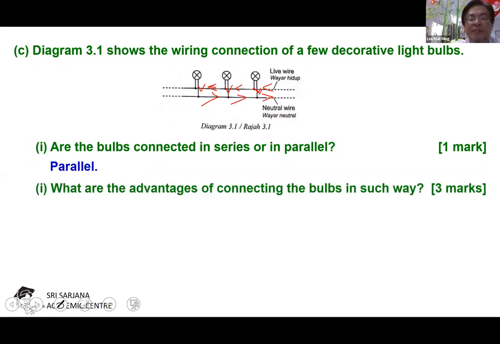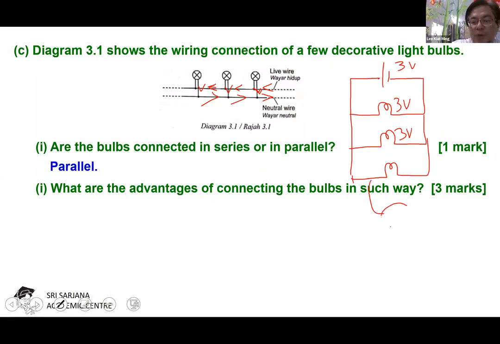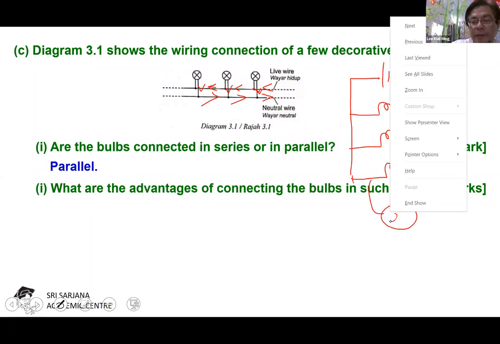What are the advantages? These are from Form 3 questions. Remember, I'm going to draw a parallel circuit. It's like this. You have 3 bulbs: the first bulb, then the second bulb, and the third bulb. So what do you learn in parallel? Let's say I give you 3 volt here, then every bulb will have 3 volt. So if you put a voltmeter across the bulb, it is also going to be 3 volt.